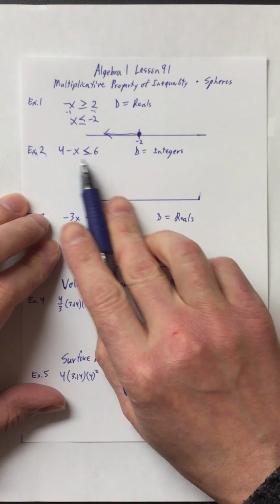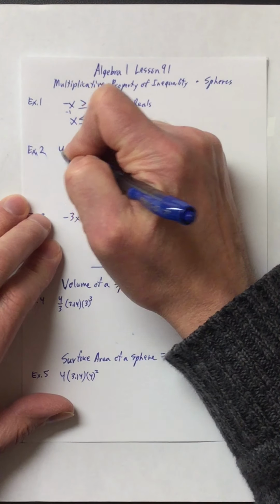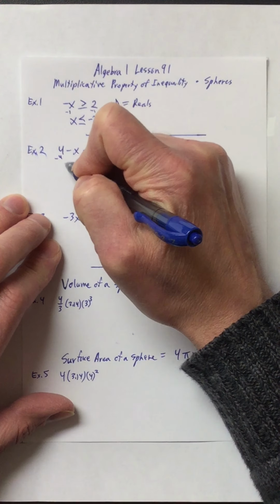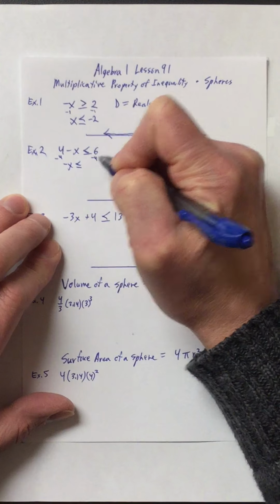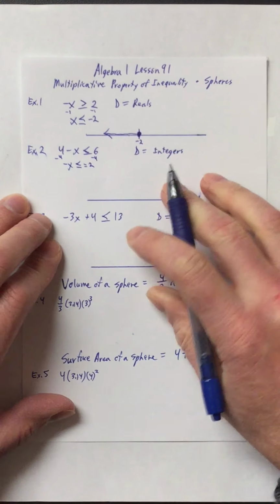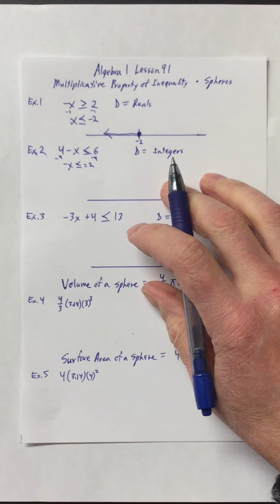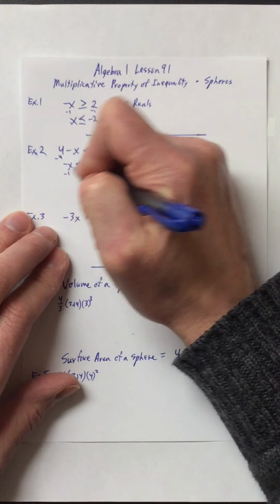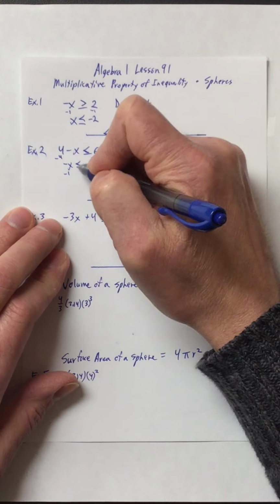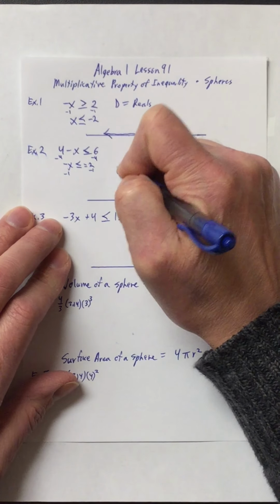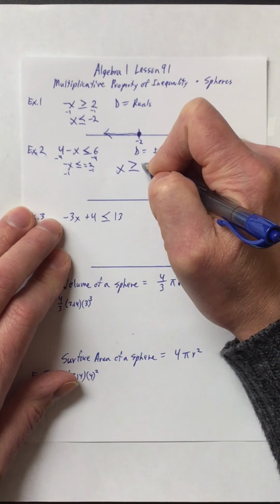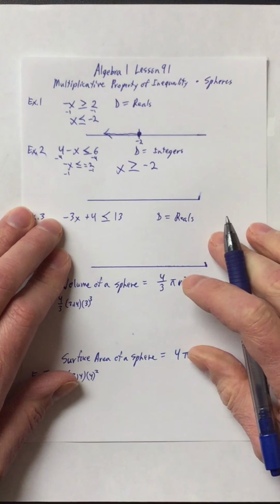I need to get x by itself, so I get a 4 on this side. Let's subtract a 4 from both sides, and that's going to give me negative x less than or equal to 2. Then I need to divide both sides by a negative 1 to be able to get my x by itself, so I'm going to get x. Remember, that flips, so it goes the other way now, and once again, negative 2.